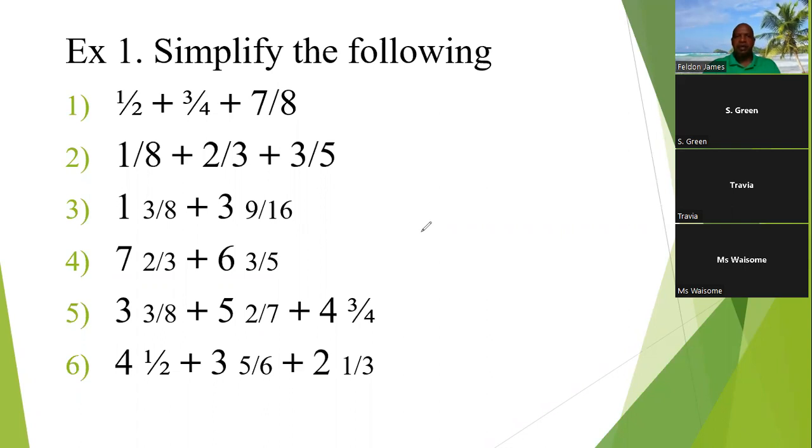Yes, sir. Right. So the LCM is the lowest number that all the denominators can go into. And in this case, all the denominators can go into 8. So 8 will be our LCM. So having found the LCM, Ms. Trivia, let us write these. So we have a half.